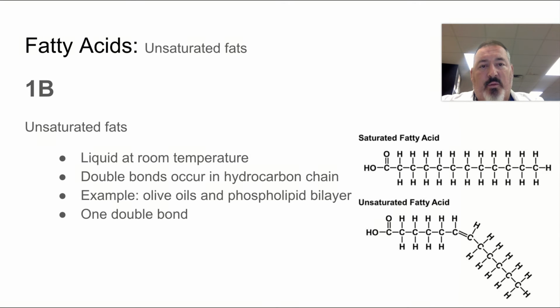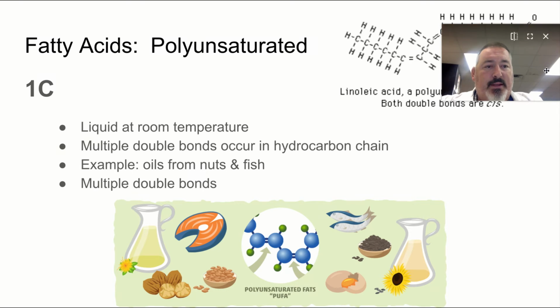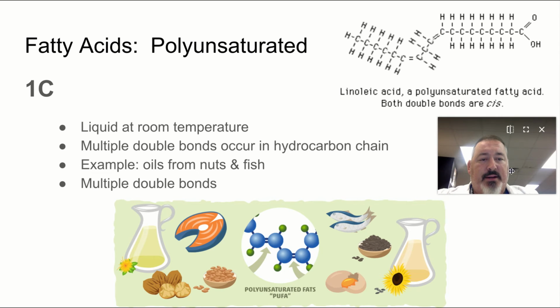So you may think of what are liquids at room temperature? Oils. So the double bond is going to occur in a hydrocarbon chain. So we have that double bond, and this is an unsaturated fat. Now, some fats are going to be polyunsaturated. Polyunsaturated fats have many different places where we have double bonds. So once again, they're liquid at room temperature, with multiple double bonds. Examples of where we see this are nuts and fish. Those are both going to have those multiple double bonds as they are polyunsaturated.